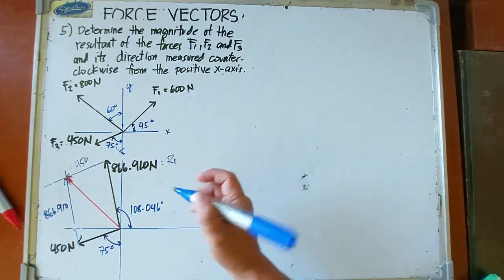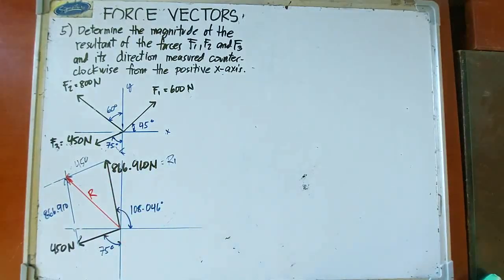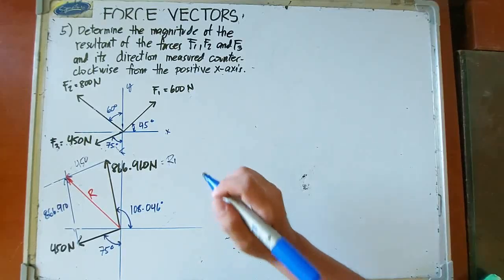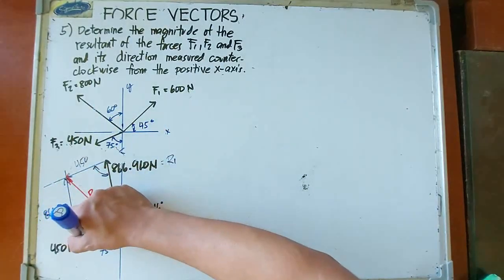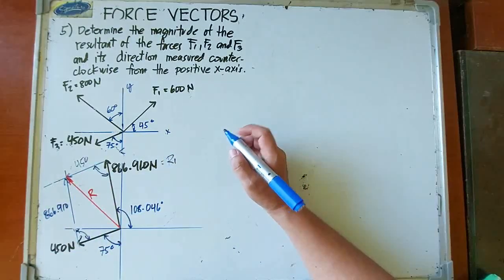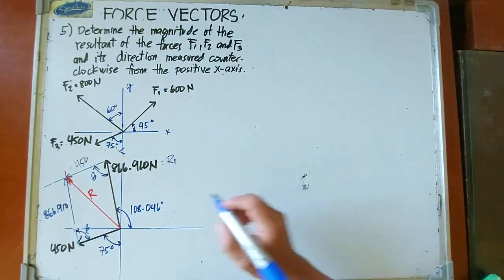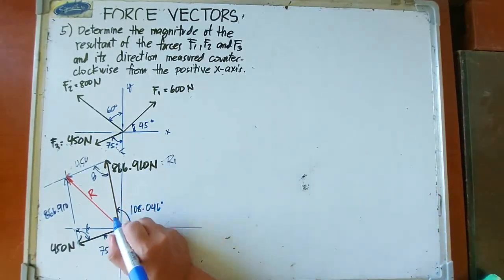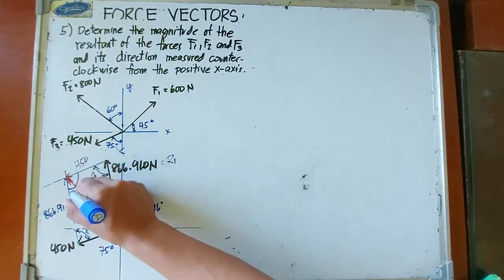So the resultant, let's say R na. Again, kailangan para ma-apply natin yung cosine law, we need to solve for the angle between the two given sides. Ito, this angle, let's say angle beta. Then we can also solve for this particular angle, let's say angle alpha.